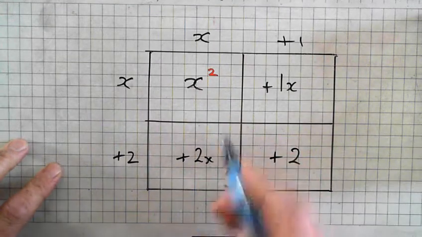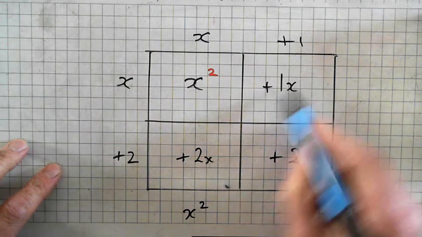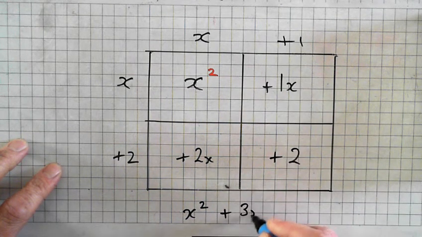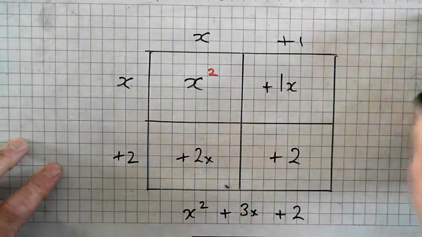Now we write down x squared. These two are the same, x's and x's. Add the x's together. Plus 3x plus 2. So we can add those two together. That's question 1.